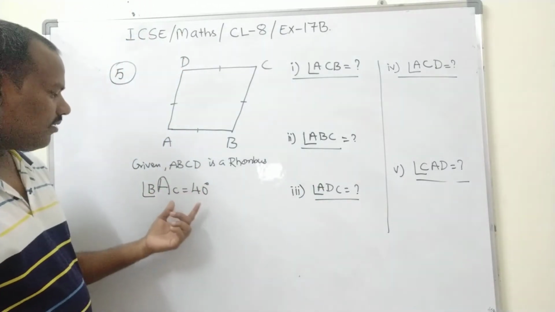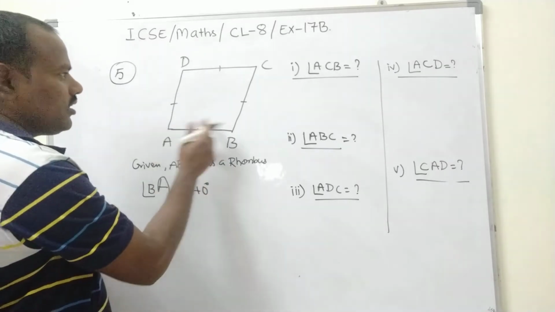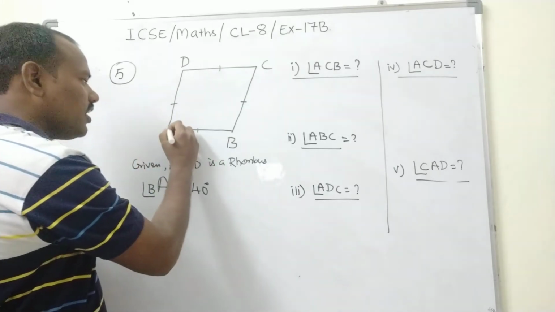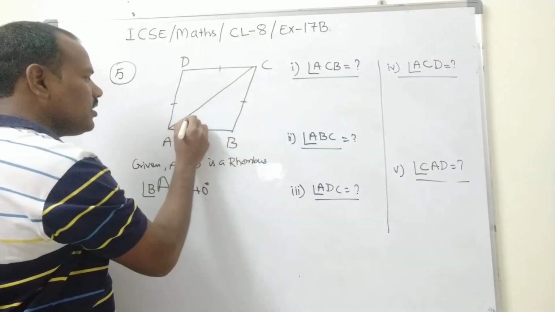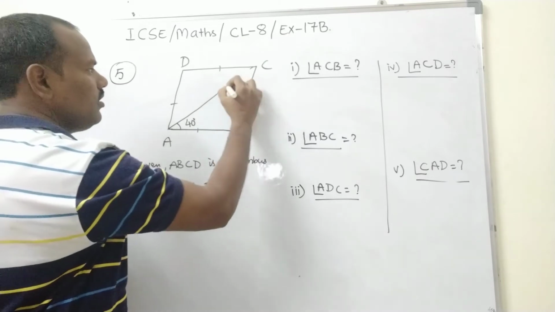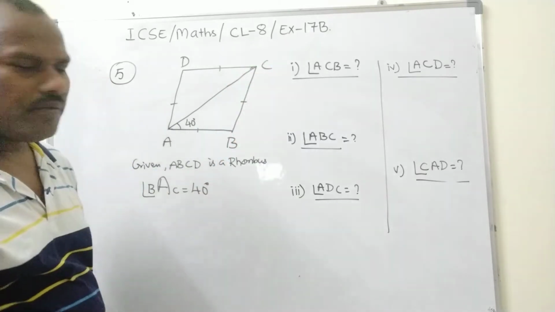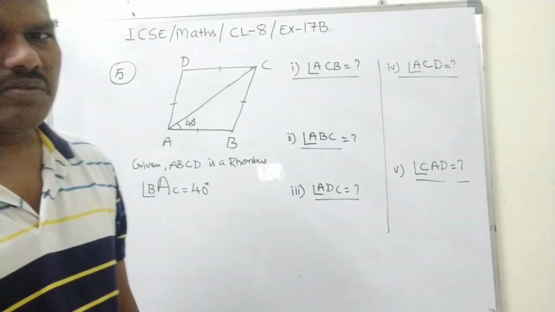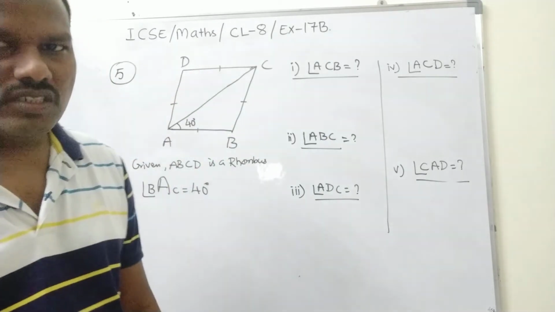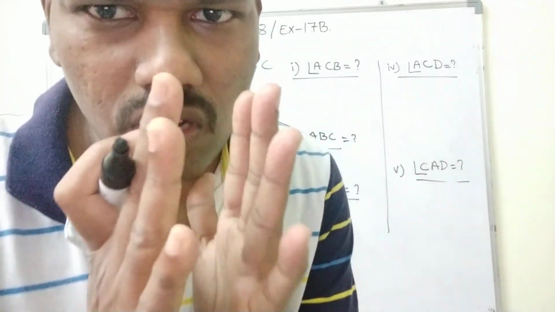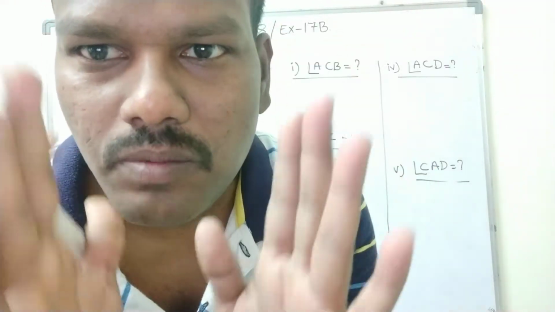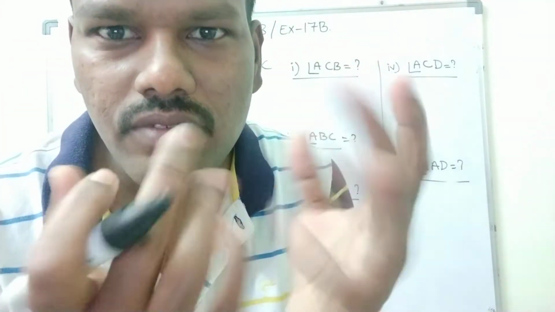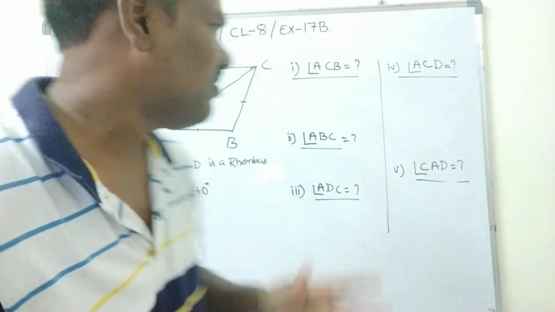ABCD is a rhombus. Angle BAC equal to 40 degrees. BAC: B and C started together and traveling and they met at vertex A. So this is called angle BAC, which is equal to 40 degrees. Now we need to find out all the remaining angles mentioned here. All the 5 angles we have to find. Very simple. What is that? Diagonal of a rhombus divides the rhombus into 2 congruent triangles. Congruent means both are equal, same, but a different angle. That's it, nothing there.